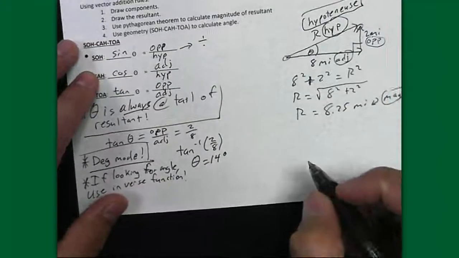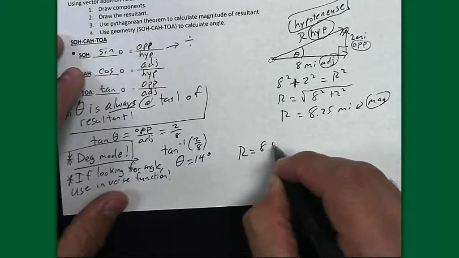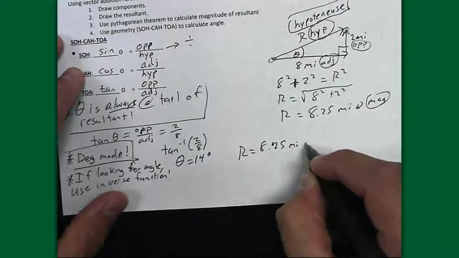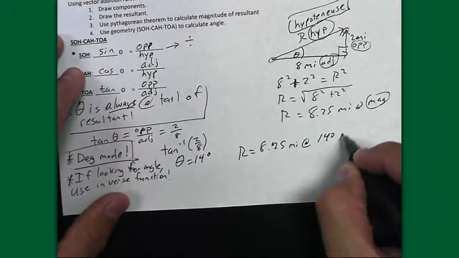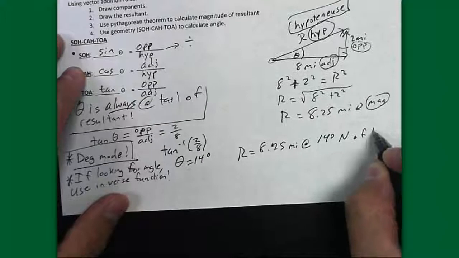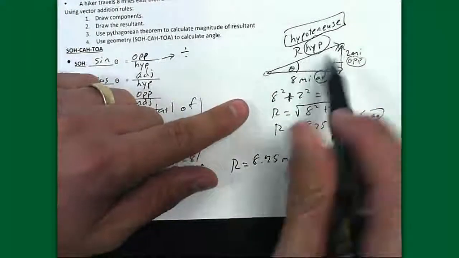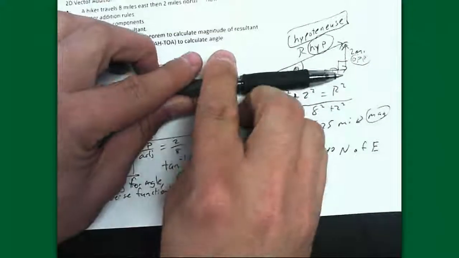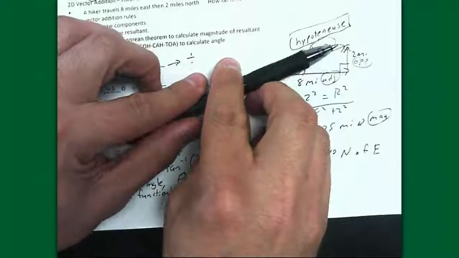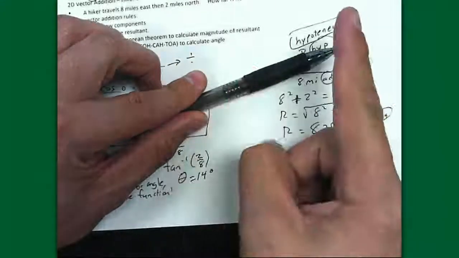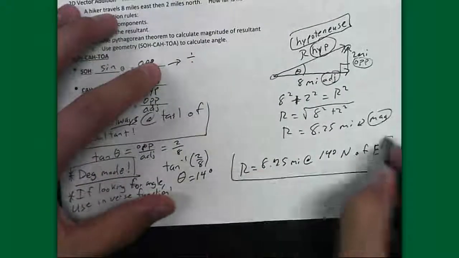And I'm almost finished. My final answer would be that my resultant vector is 8.25 miles at 14 degrees north of east. Because this vector right here that we're dealing with is not going straight east. It is elevated at a 14-degree angle north of the easterly direction. And that is your final answer.